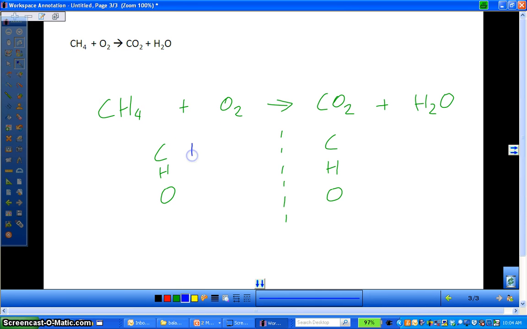We've got 1 C, we've got 4 H's, we've got 2 O's. Got 1 C, we've got 2 H's, and here's the interesting bit. See, we've got 2 O's there, and we've got 1 O there. Now we're going to count all of them together because we're counting everything that's on this side of the line. Okay, 1, 1. 4, 2. Okay, we need 2 H2Os.